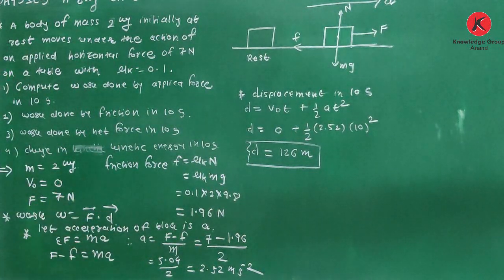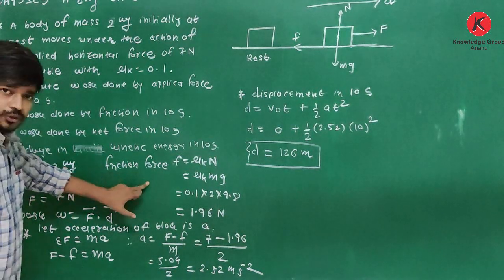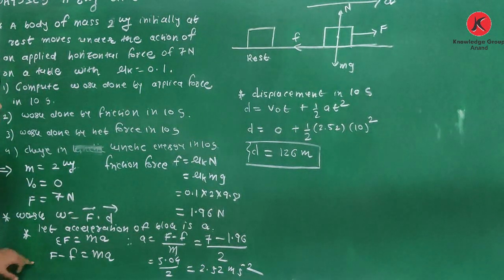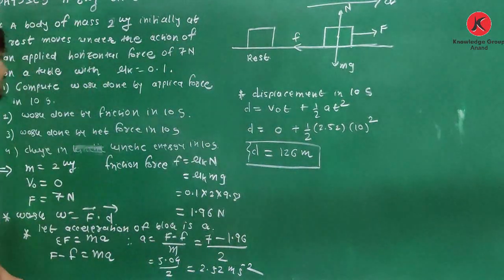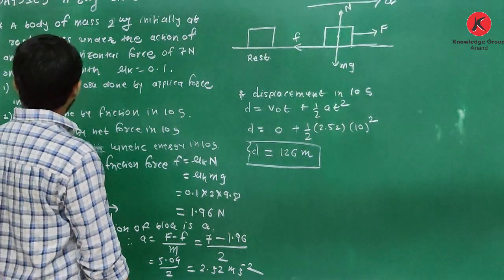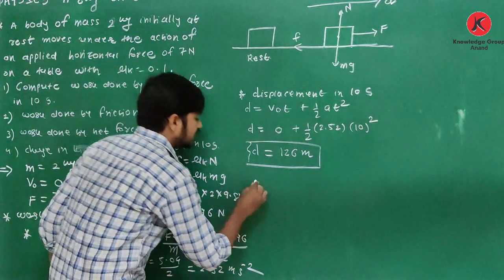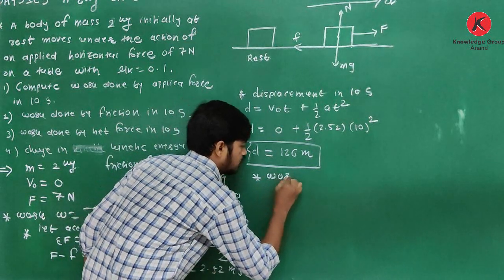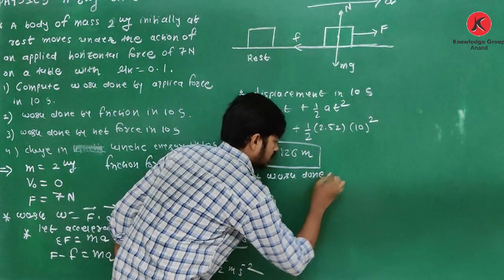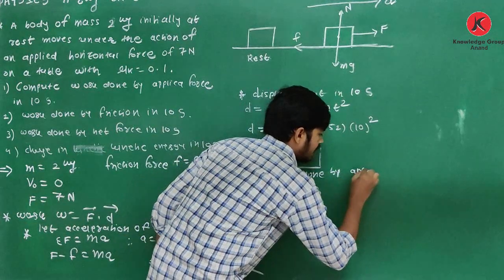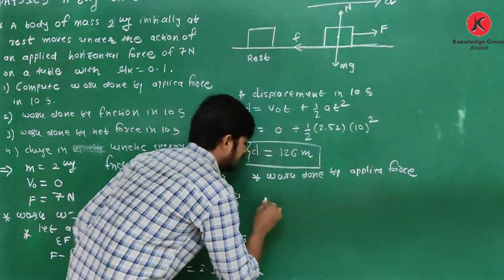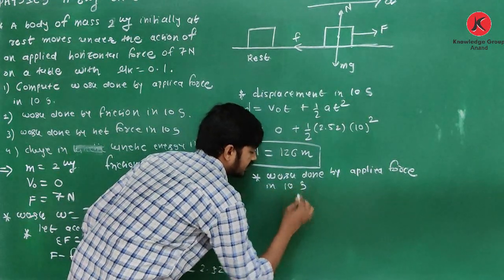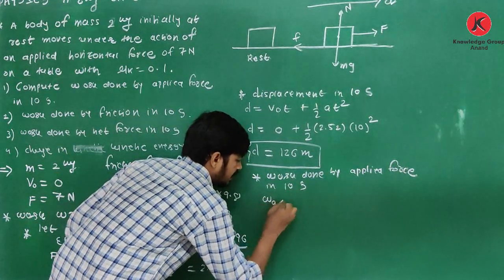So first of all, we had to find the friction force, then the acceleration, then the displacement in 10 seconds. Now we can easily calculate these three questions, first, second and third. First, work done by the applied force in 10 seconds.